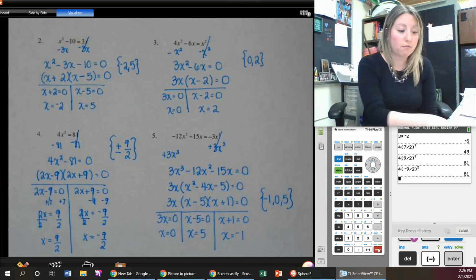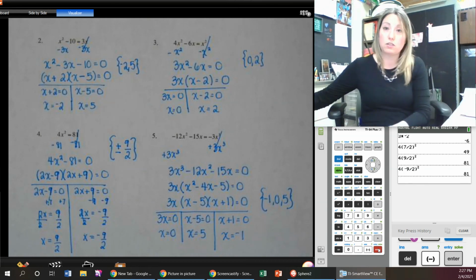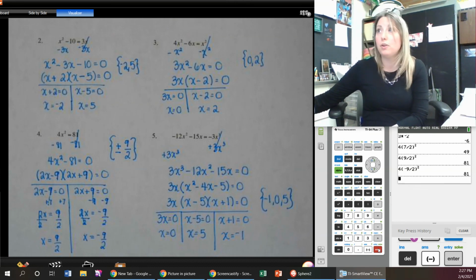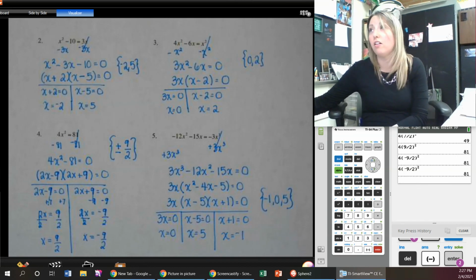Please ask me if you have any questions on how to do this. I'm happy to help you. I love solving quadratic equations by factoring. It is so much fun. I love solving quadratic equations in general. Tons of fun.